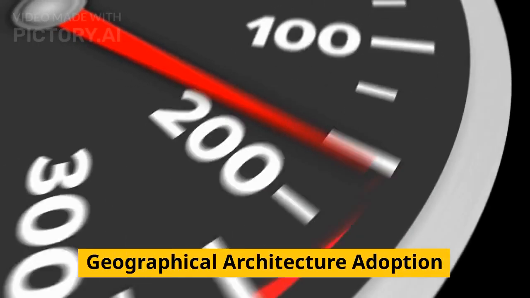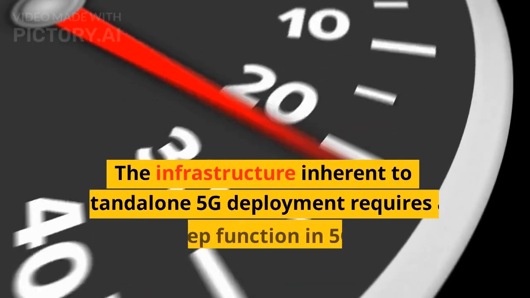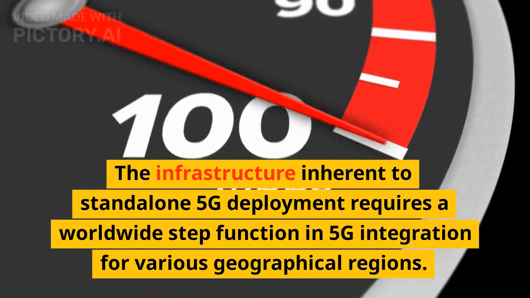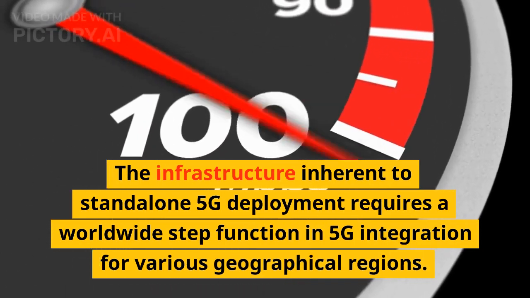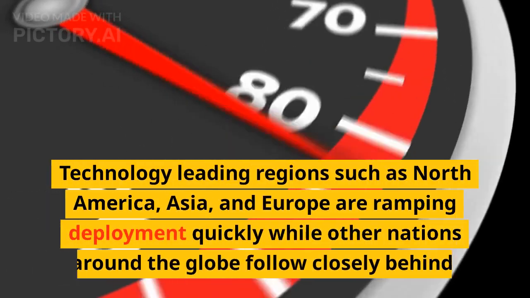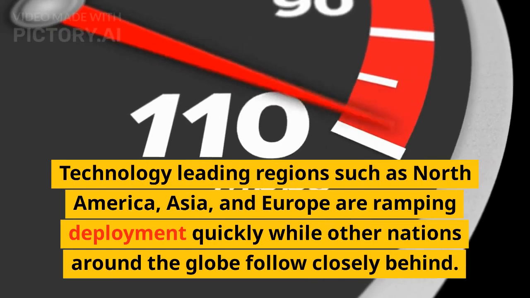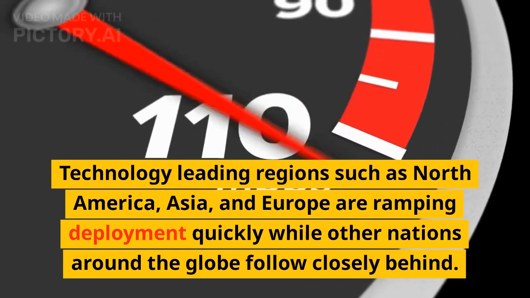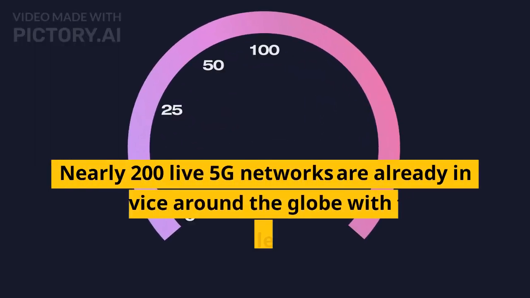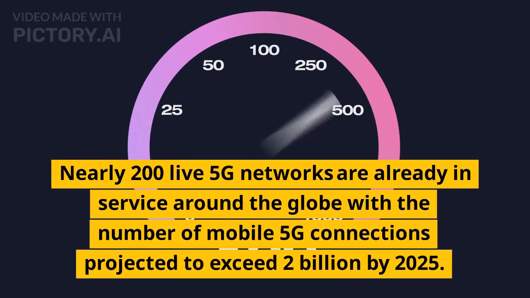Geographical architecture adoption. The infrastructure inherent to standalone 5G deployment requires a worldwide step function in 5G integration for various geographical regions. Technology-leading regions such as North America, Asia, and Europe are ramping deployment quickly while other nations around the globe follow closely behind. Nearly 200 live 5G networks are already in service around the globe, with the number of mobile 5G connections projected to exceed 2 billion by 2025.